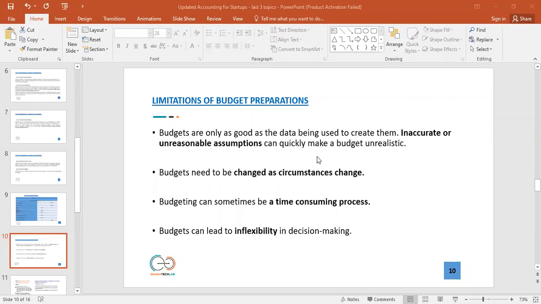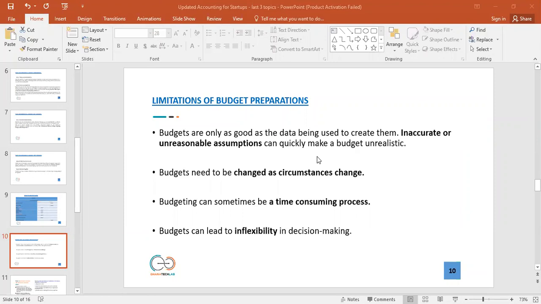Budgets need to be changed as circumstances change. Whoever thought COVID-19 would cause all this trouble, especially those of us in Accra, where there was a partial lockdown. You can't really move out, you can't do things, and maybe run your business. It actually needs you to be on the field.